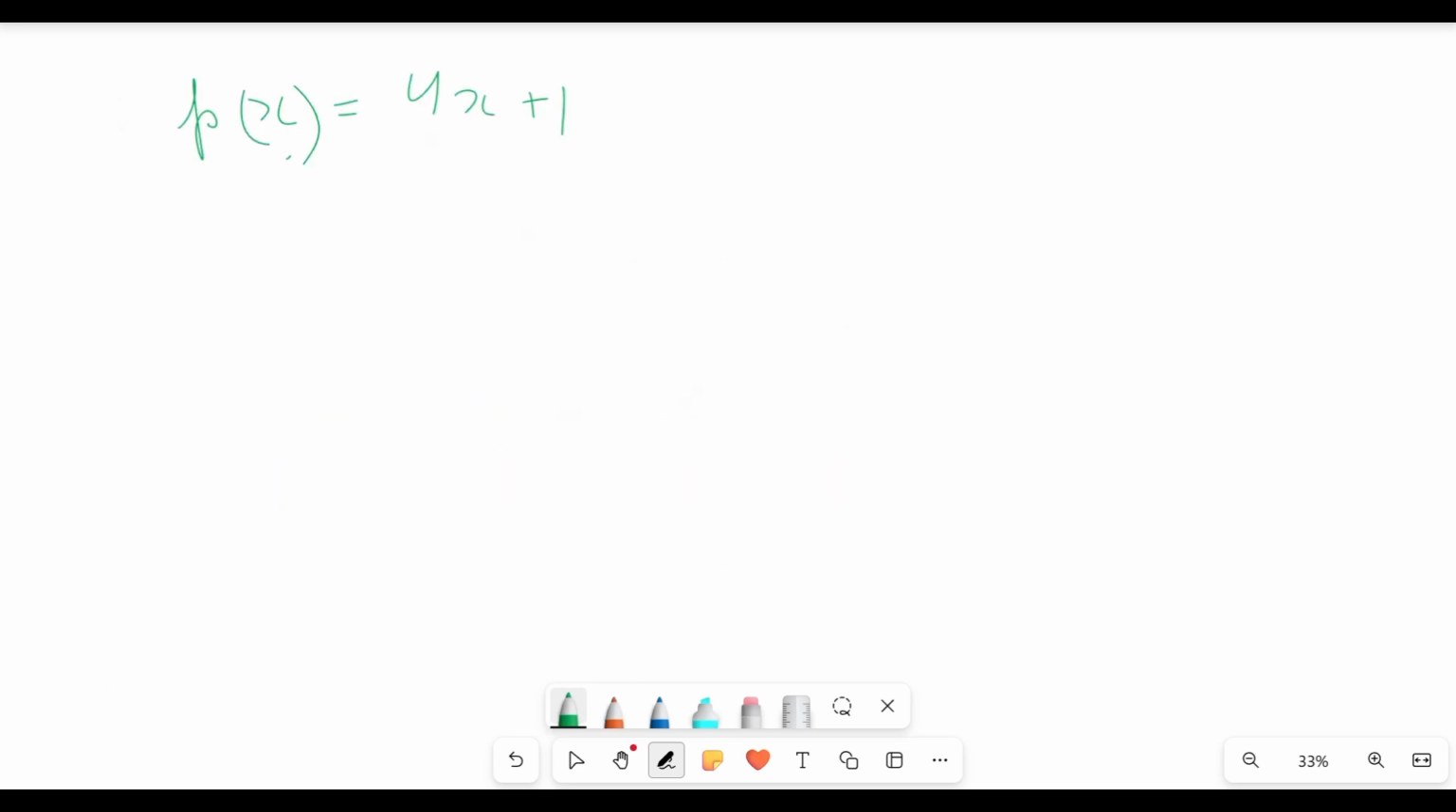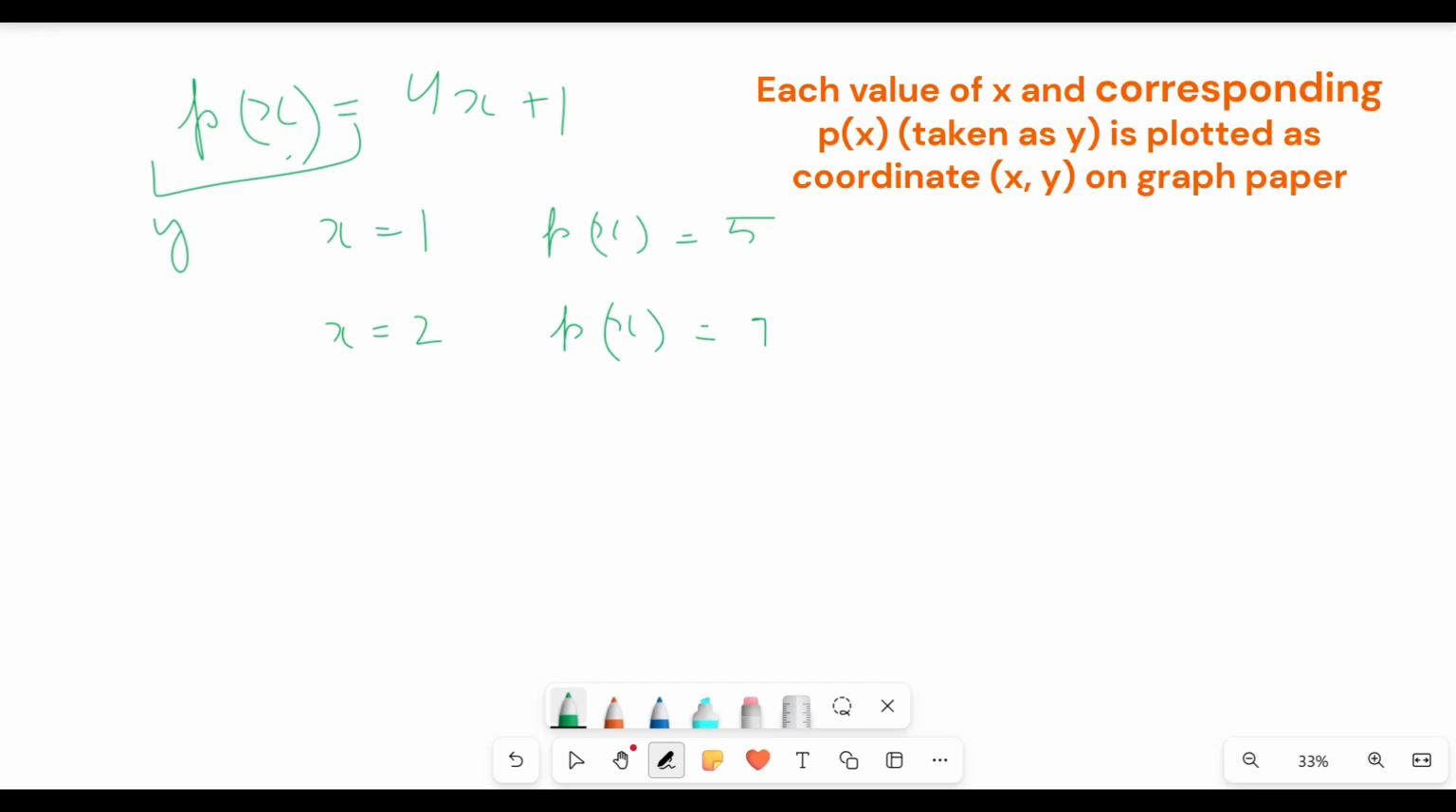Now let me consider one linear polynomial p(x) equal to 4x plus 1. Here if I substitute x as 1, my p(x) will be 5. X as 2, my p(x) will be 9. This p(x) I can refer to as y. We know how to plot x and y terms on graph paper, so I can actually do plotting.